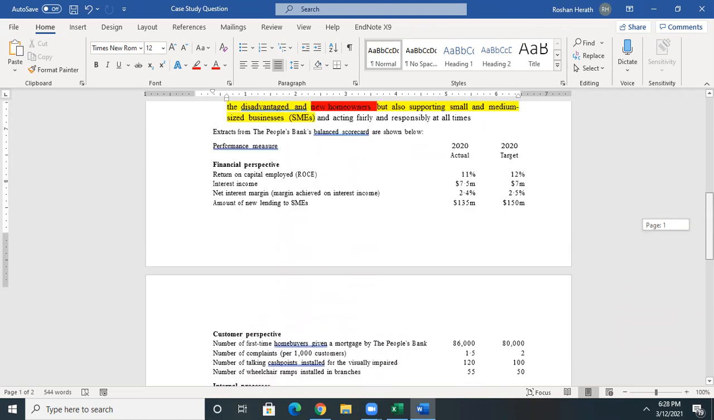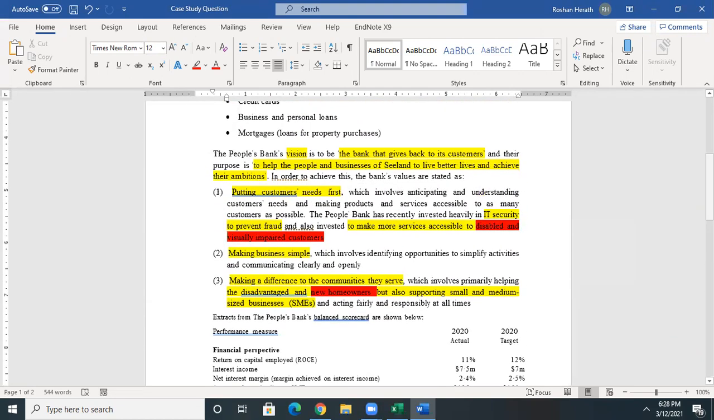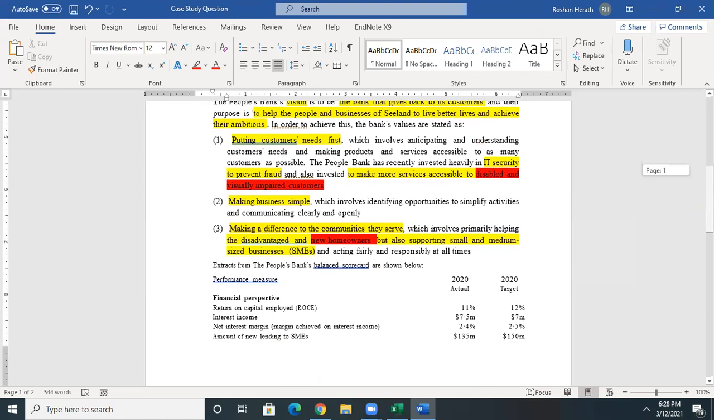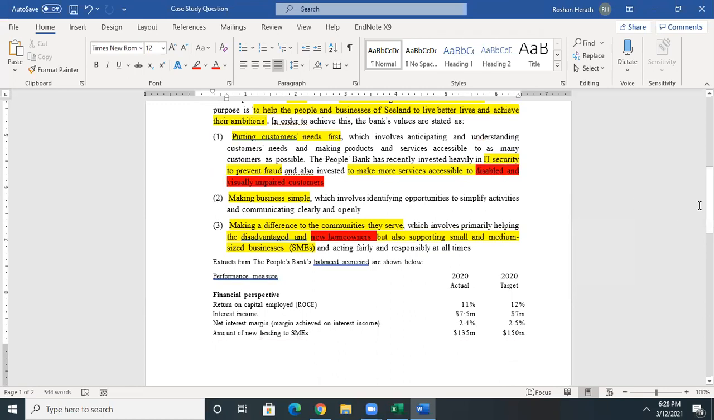So then that's about the customer perspective. It contributes more towards putting customer needs first, right? It's more about putting customer needs first. And even you're understanding your customers, making new products, good.